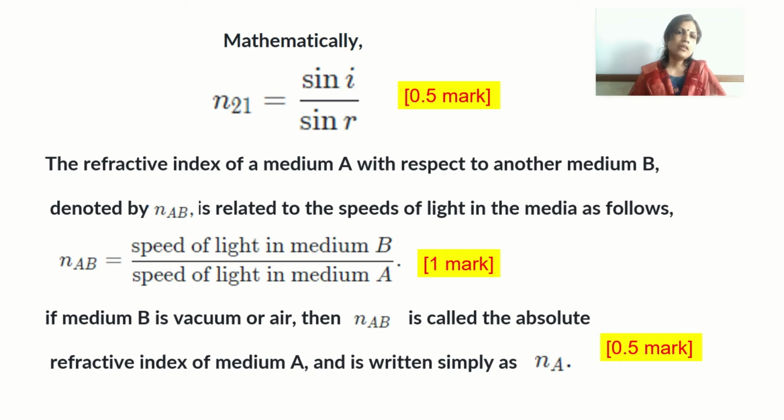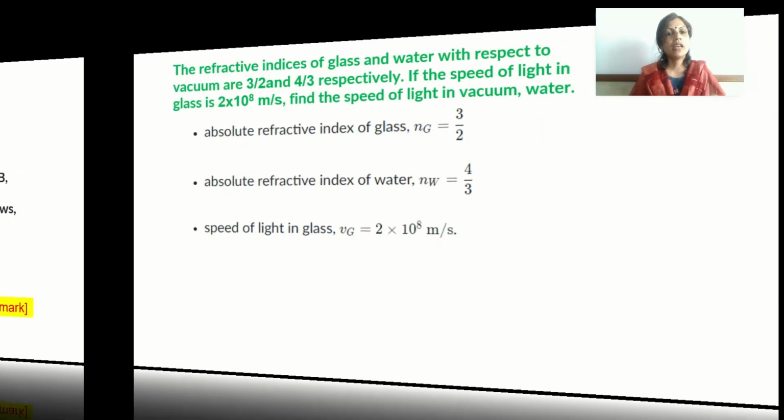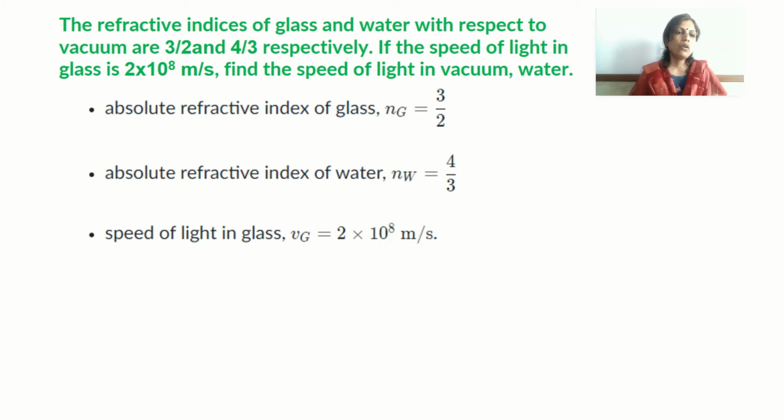Next part of the question is a numerical, and for your reference, I have again copied the numerical here. And what we are given in the numerical is absolute refractive index of glass, which we can denote as Ng, is equal to 3/2. Absolute refractive index of water, Nw, that is 4/3. Speed of light in glass is also given to us, 2 × 10⁸ meter per second. What we have to find out is speed of light in vacuum and speed of light in water. So we will make use of the formula of absolute refractive index here.